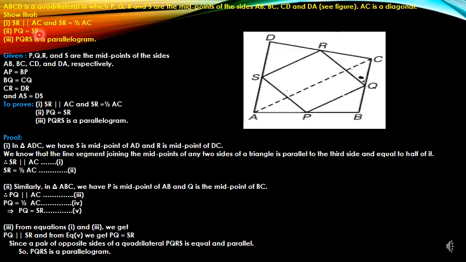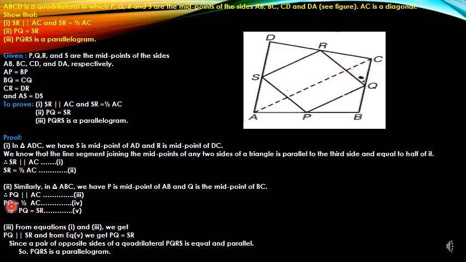Now moving on to the second one. Let us see how to prove this, that is PQ is equal to SR. Now what we did here, we proved in triangle ADC that SR is parallel to AC and SR is half of AC. Similarly, we can do for triangle ABC, because P is the midpoint of AB and Q is the midpoint of BC. Therefore, PQ will be parallel to AC and PQ will be half of AC if you apply the midpoint theorem for this triangle, that is ABC.